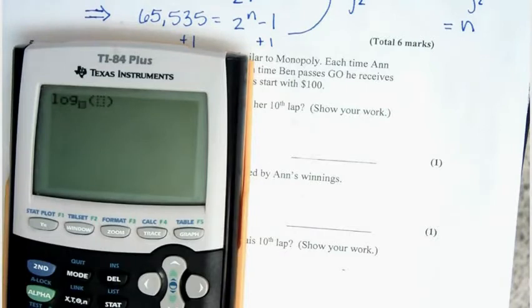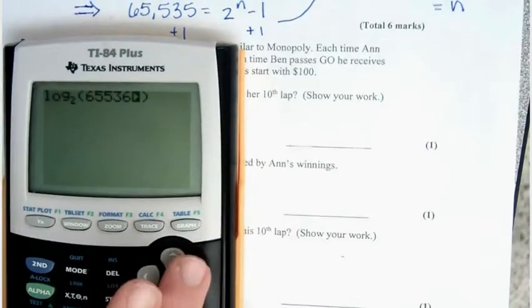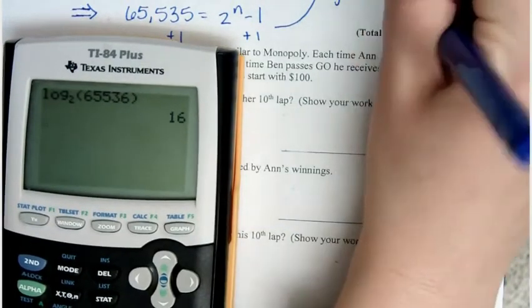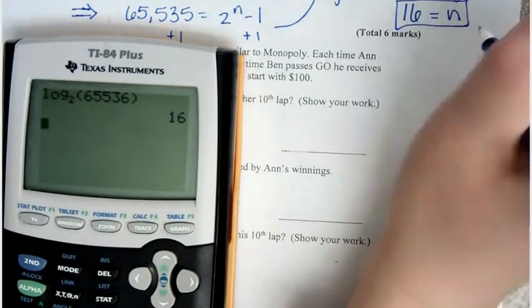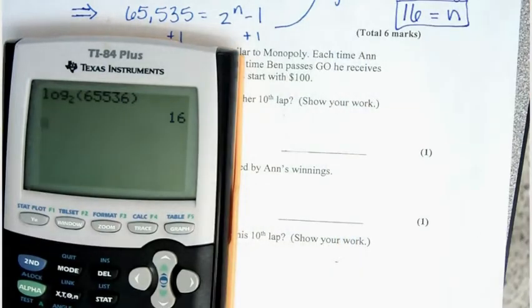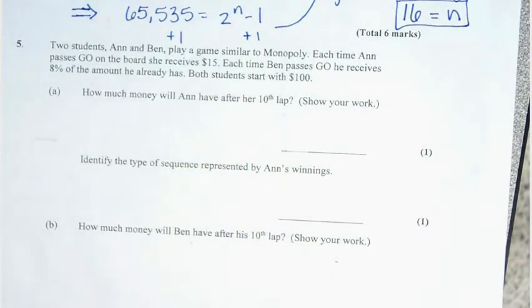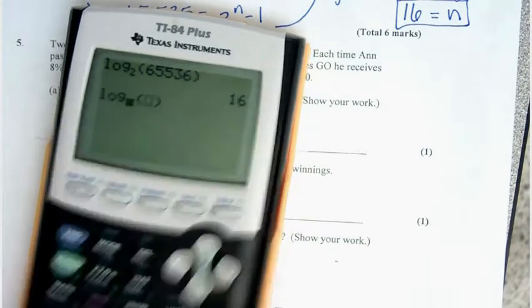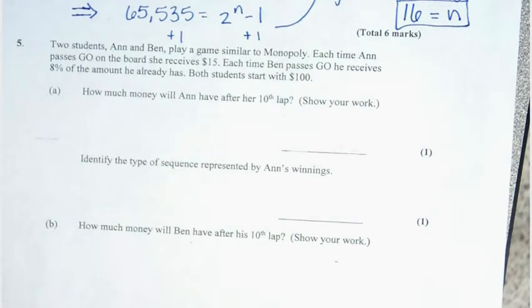So we want to put our base of 2, and then we want to put our 65,536 on the inside of the logarithm. Click enter, and we get a super nice number, 16. Okay, and that's our n. All right. Again, if you didn't catch that, to do the logarithm in your calculator, you do alpha window 5. Anyways, okay, so that's number 4.